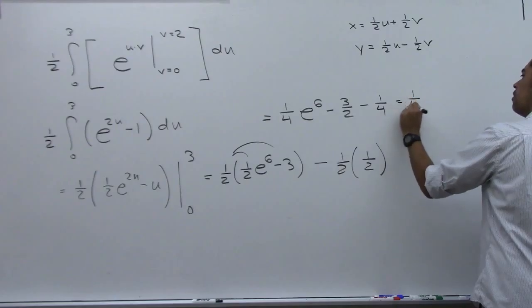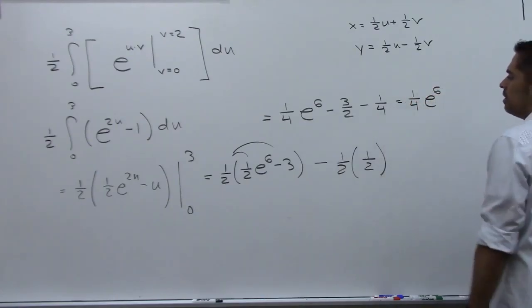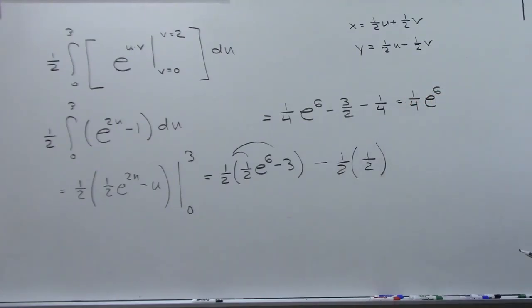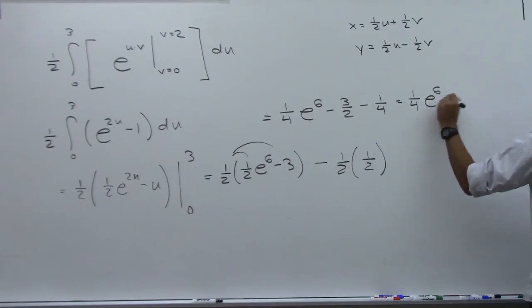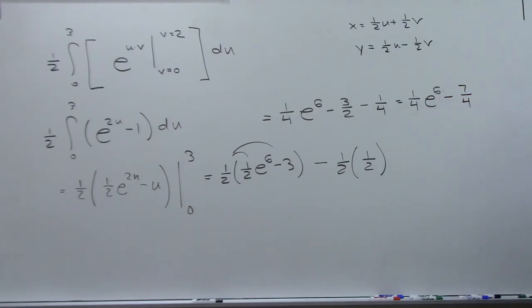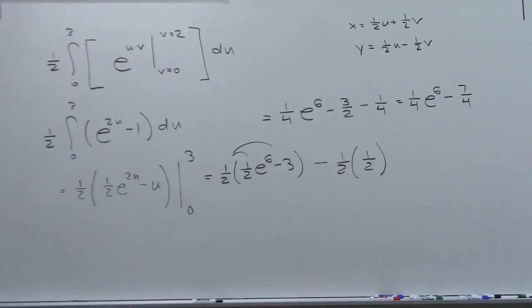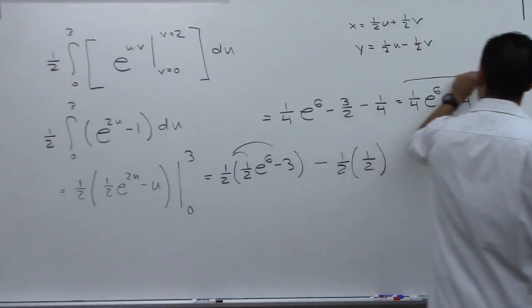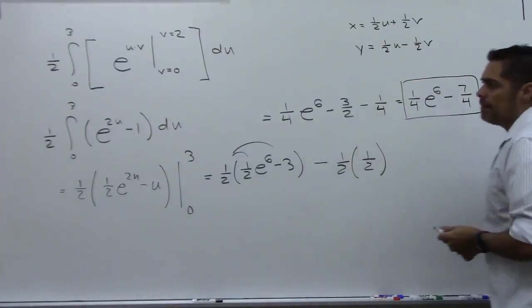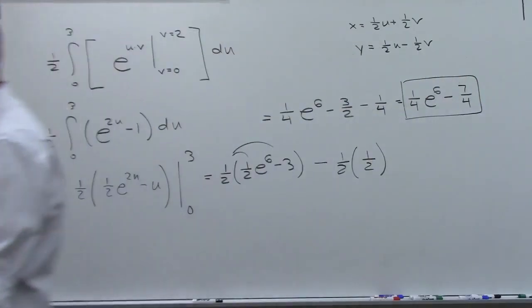So you get 1/4 e to the 6th, let's see, 6, 7, minus 7/4. I guess you could pull a 4th out of there if you wanted to. It's up to you. Yeah, you can pull a 4th out. That's fine, but I'm just going to leave it. All right. That will do it for 12/8.